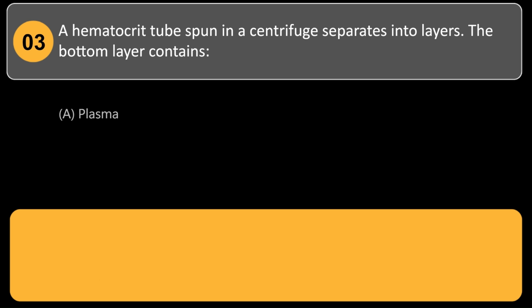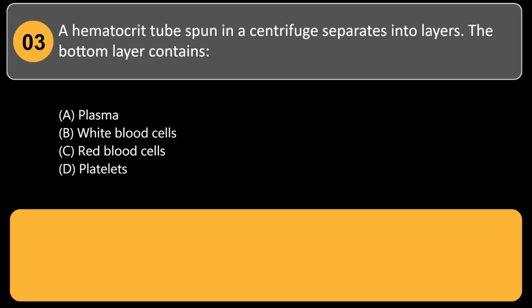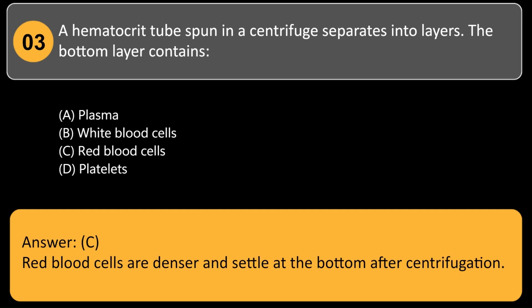A hematocrit tube spun in a centrifuge separates into layers. The bottom layer contains A. Plasma. B. White blood cells. C. Red blood cells. D. Platelets. Answer, C. Red blood cells are denser and settle at the bottom after centrifugation.